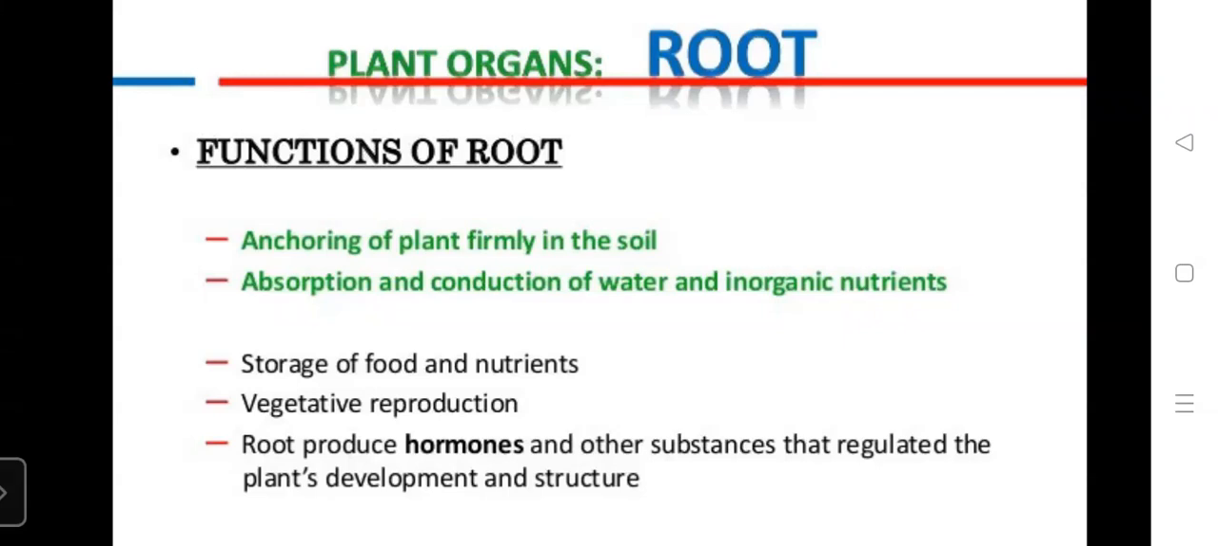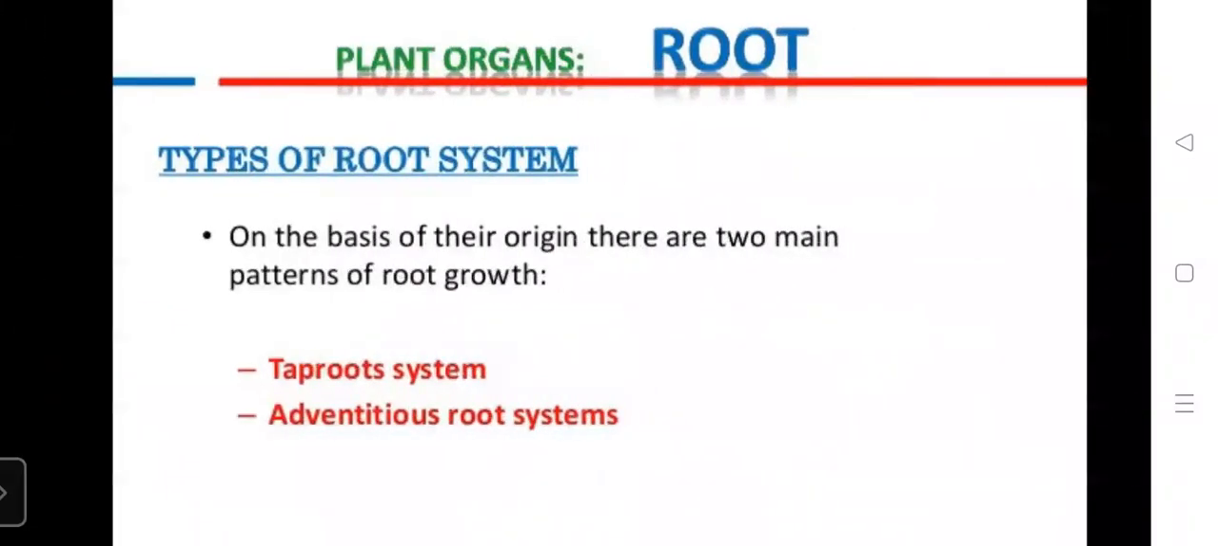A fleshy root is often associated with an equally fleshy hypocotyl and lower part of the radical, and may have an anomalous form of secondary growth. In some plants there is something special in the root system. The root system is of two types: tap root system and adventitious root system.